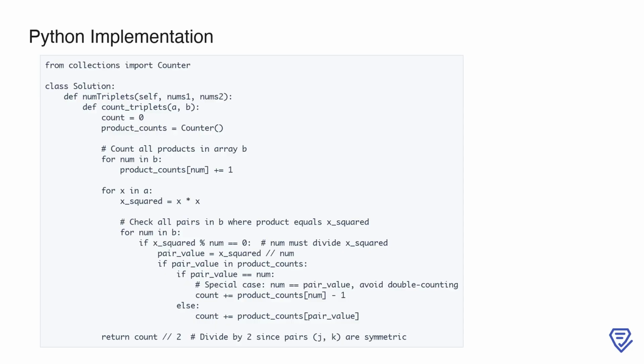If the pair_value matches the current number, we subtract 1 from its frequency to avoid double counting, since the same number is being used twice. Otherwise, we simply add the count of pair_value to our triplet counter. Finally, since pairs j, k are symmetric, we divide the total count by 2 to ensure we don't overcount.